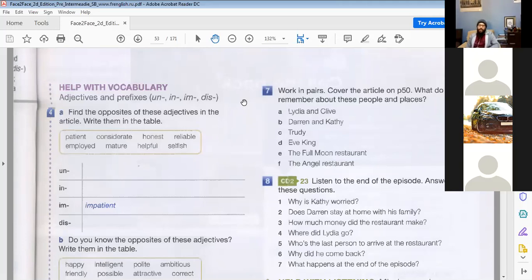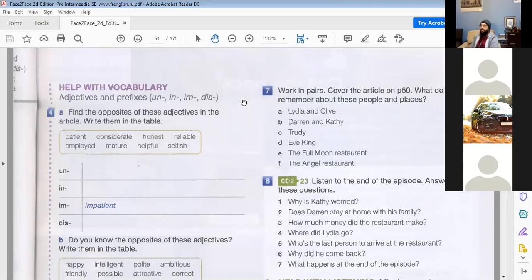What can you tell me about Eve King? She's the boss of the Angel restaurant. Yes, the boss of the new restaurant. And she's single. Correct. Anything else you know about her? She's attractive. Yes. And now she's borrowed Trudy to work with her. Yes, and now Trudy is working for her. That's true.